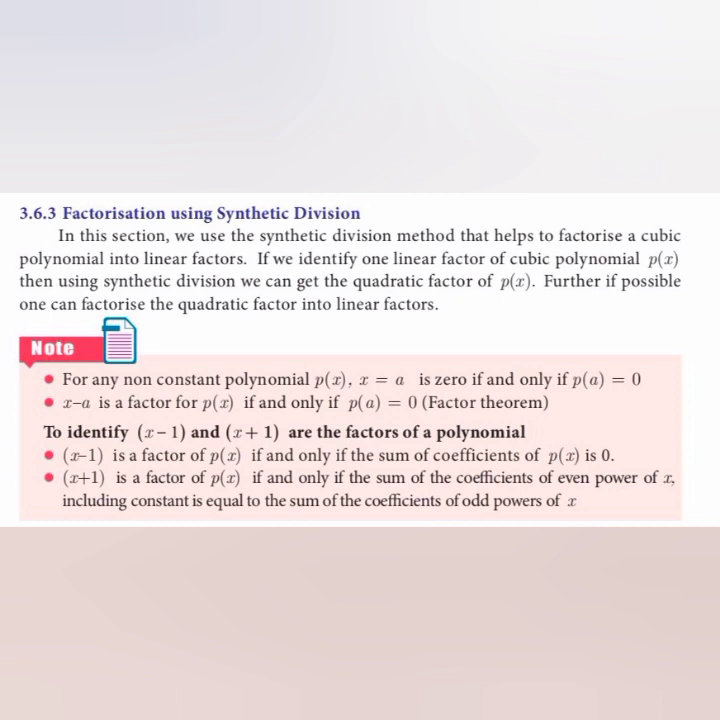As you can see in the notes, whenever you are given a polynomial p of x, to check whether x minus 1 or x plus 1 are factors of the polynomial, you have to check whether the sum of coefficients is 0 or not. If that's the case, you will conclude that x minus 1 is a factor. If that is not happening, you will go ahead with checking whether the sum of the coefficients of even powers along with the constant term is equal to the sum of the coefficients of odd powers. In such a case, x plus 1 is a factor.